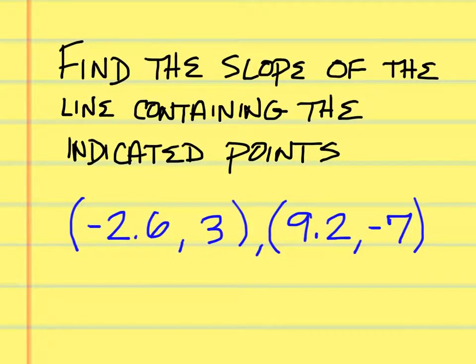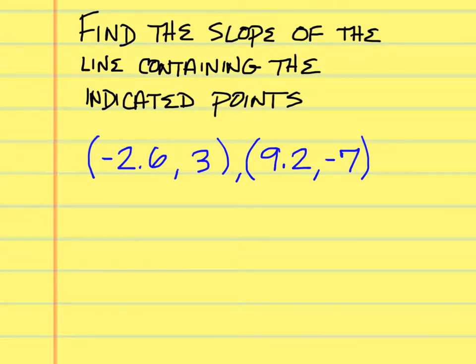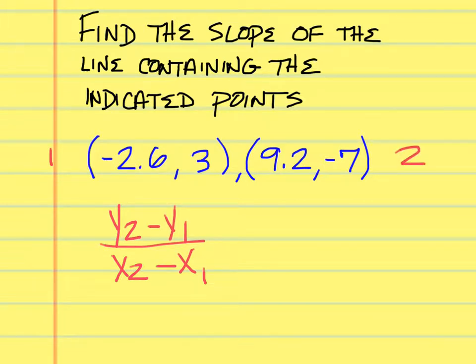Find the slope of the line containing the indicated points. If you're given 2 points and you want to find the slope of that line, you must use this formula: y2 minus y1 over x2 minus x1. And those come from your points. This is point 1 and this is point 2. So this is x1, y1, x2, y2.